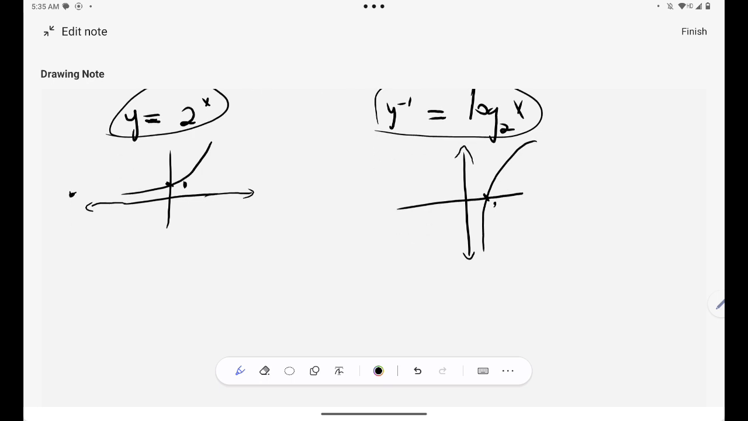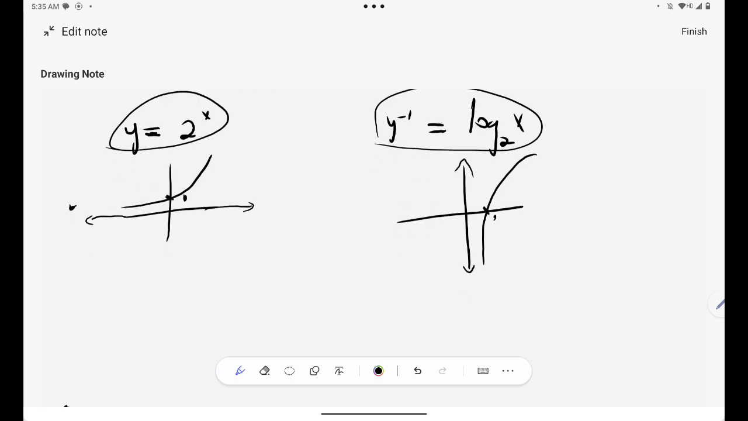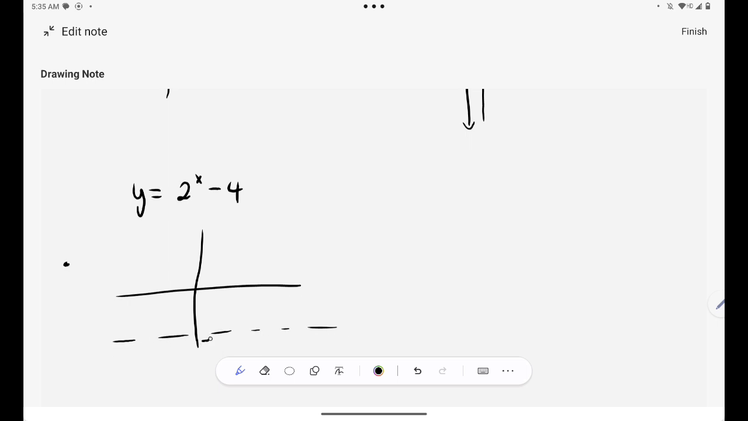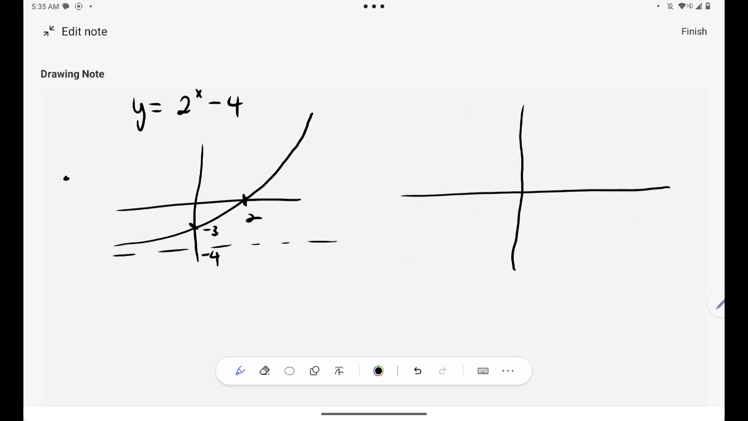Are we together? So if ever I have a graph like this, maybe y is equal to 2 to the power x minus 4, I know that this graph will have an asymptote there at y is equal to negative 4, and it will go like this. It will pass at negative 3, and here it will pass at 2. This simply means that my logarithmic function will look like this. Before I even find the equation, I know how it will look.